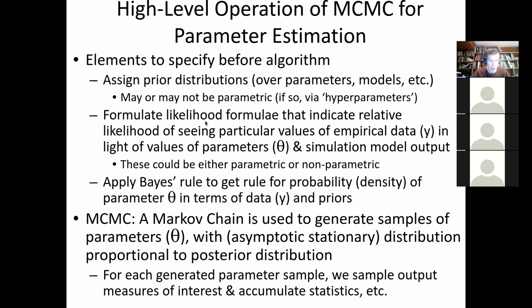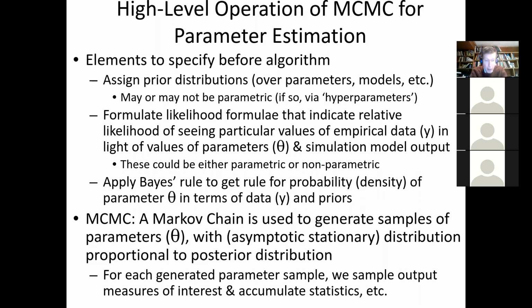We also need to formulate likelihood functions. We need to decide on the form of these likelihood functions that will specify the likelihood of seeing a particular value of empirical data, a particular vector of empirical observations in light of parameters, and by extension, simulation model output. And then implicitly, we're going to apply Bayes' rule, and I'll remind you what that is in just a moment.